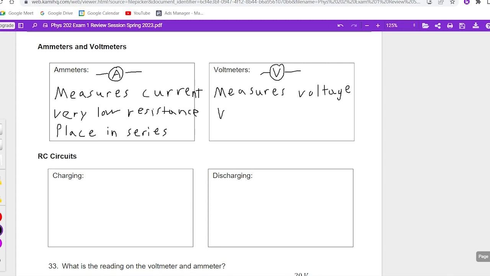It has a very high resistance, essentially infinite, as far as we're concerned. And because of that, we would always place it in parallel. And that's everything we need to know about voltmeters and ammeters.